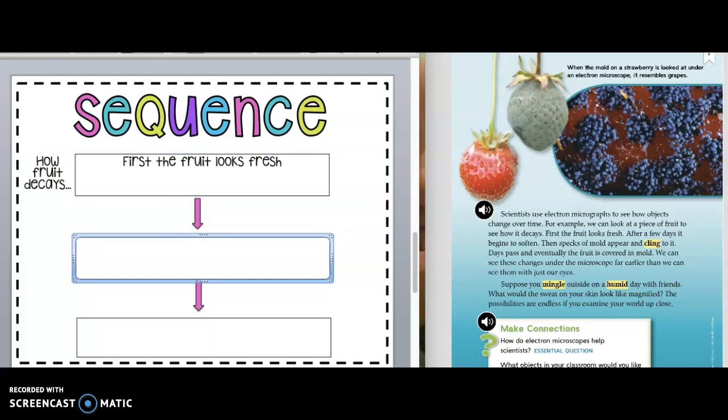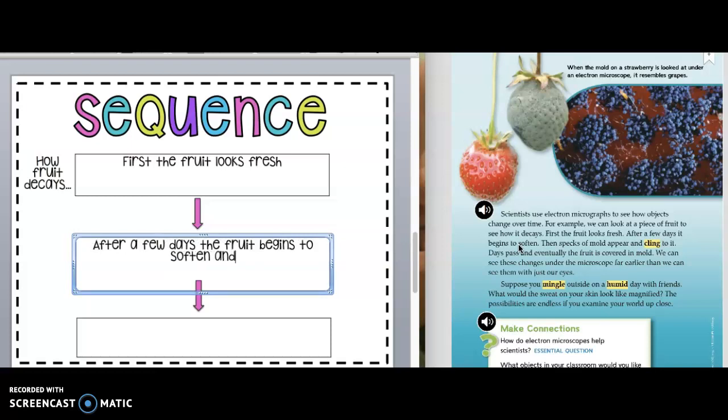event in there. Now, if you remember, and if you don't, that's okay, which is why I put the text over on this side to help you out. After a few days, it begins to soften. That key word right there is after. So we have after a few days, the fruit begins to soften.